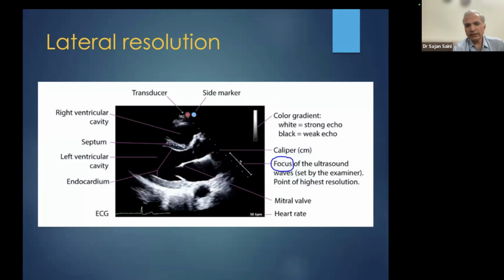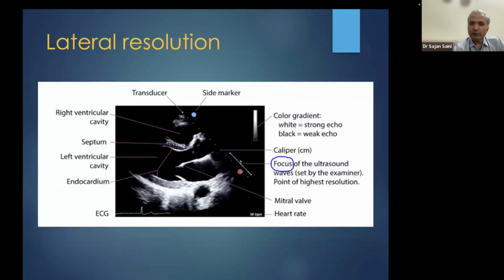So this is the phased sector of the phased array probe, and this is again our parasternal long axis view, where this is the right ventricle, left ventricle, the mitral valve and the aortic valve. And you can see that this is the depth. Say this is 5 centimeters. Along this depth there is something known as the focus. So this is the focus.